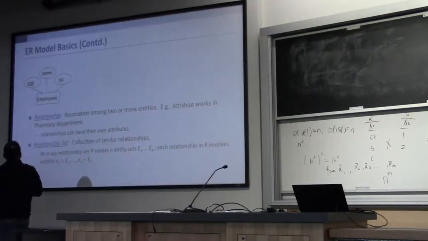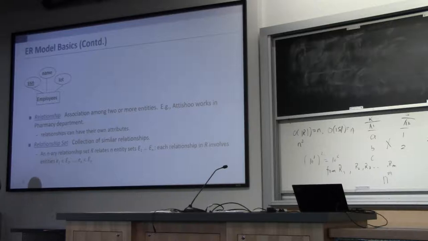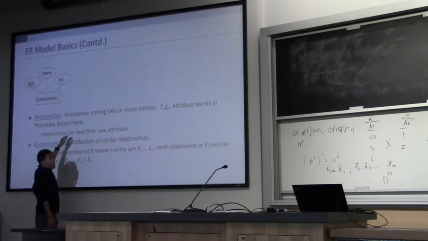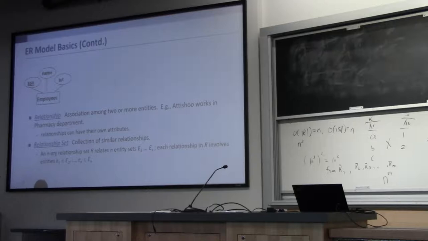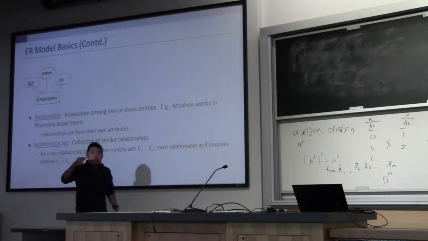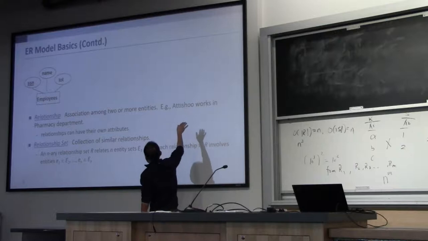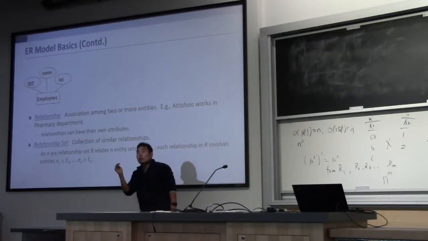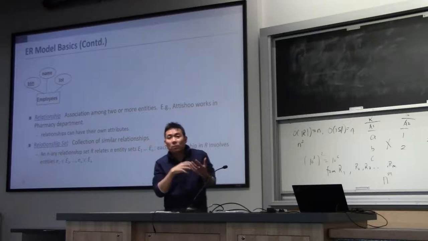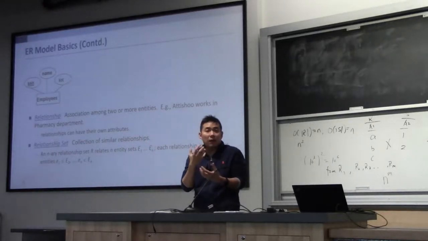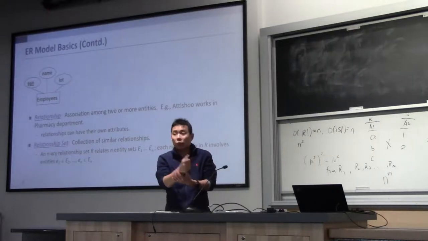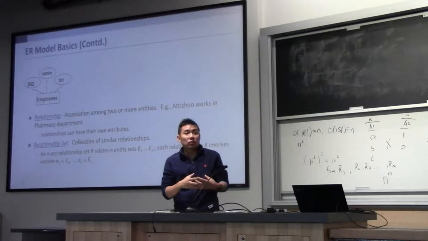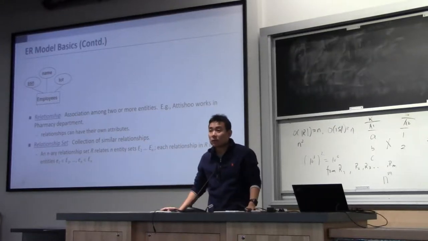For example, this guy works in pharmacy department. This particular sentence, if you read it, has two entities, a person entity and a department entity, and a relationship between those two entities. Okay? Of course, relationships can have their own attributes. For example, official works in pharmacy department since January 2017. That January 2017 is an attribute that does not belong to the person nor the department. It's an attribute that belongs to that interaction, that relationship. Right?